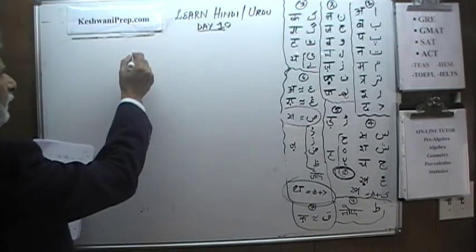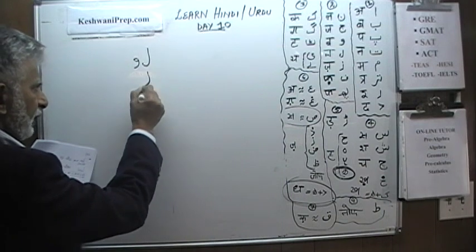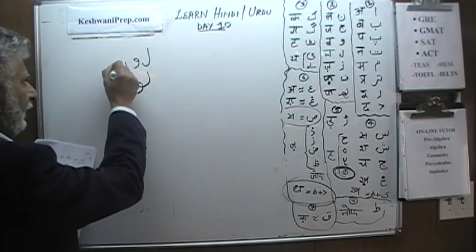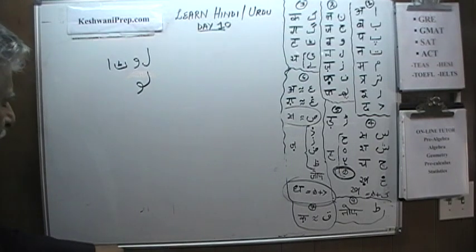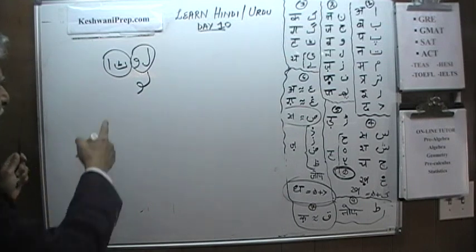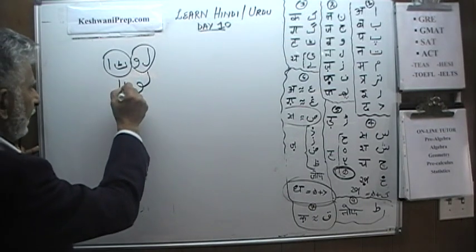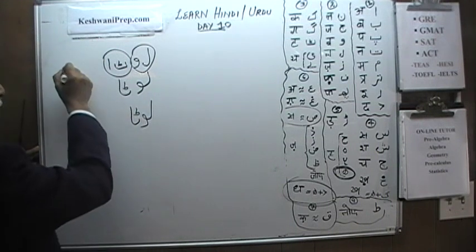So here is lam and wow. Lam and wow, when we join them, it becomes lo, and then te and alif. So this is our O ki matra. This is our short O ki matra, and this is A ki matra. Te and alif, when they join, it becomes like this. So it should look like this: lo, ta.